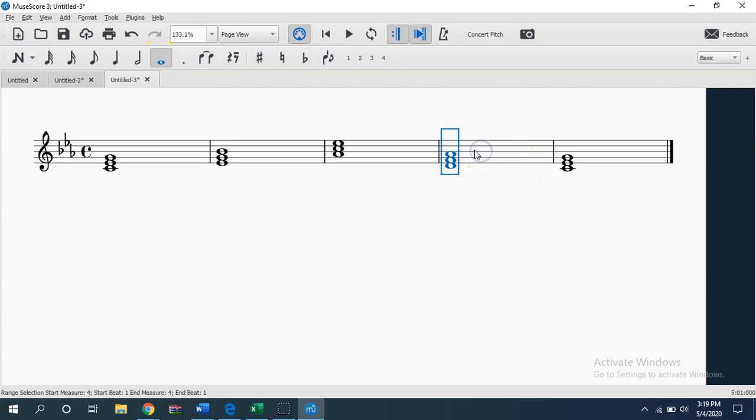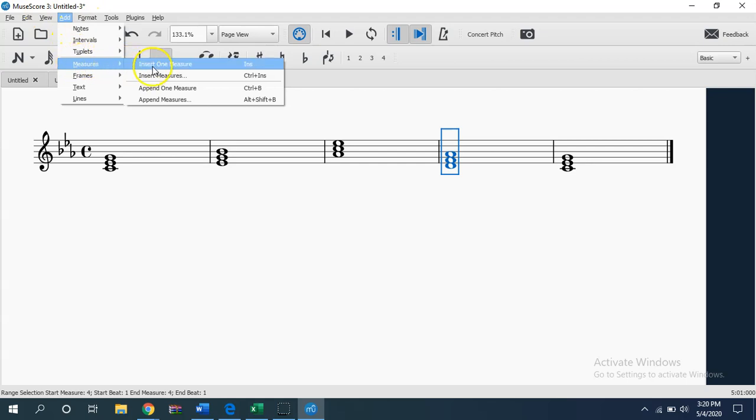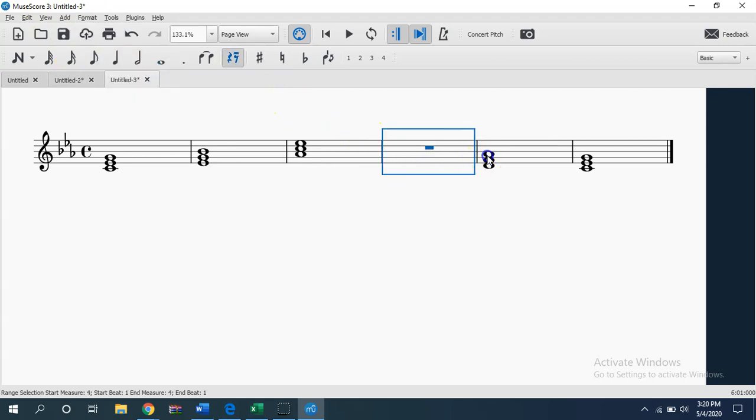Well, it's not being helpful, but that's okay. The way I do that is I click on a measure that I want to add something to, and I either push the insert key, or if I don't have an insert key like my laptop here, I can go to add, and I can go to measures and just insert one. Okay, it's going to do it in between. That's a drag. That's okay.